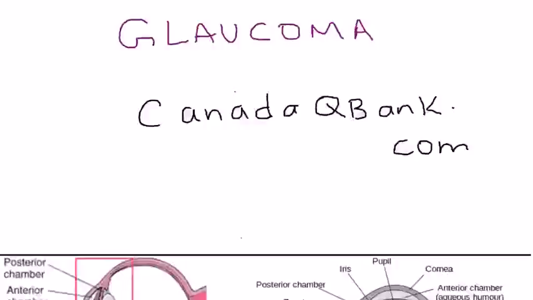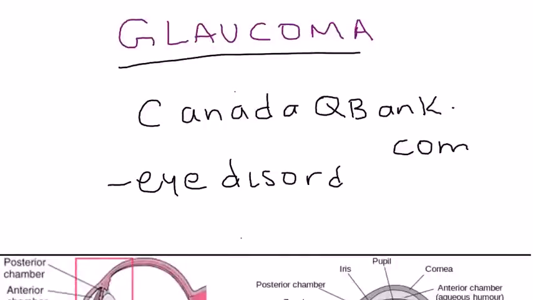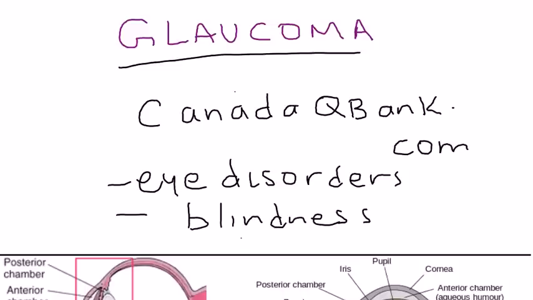We're going to discuss glaucoma. Glaucoma is an eye disorder. It's basically one of the leading causes of blindness in the world. And it's really an issue of increased pressure in the eye. Just like how you would have increased blood pressure, you can have increased pressure in the eyeball as well, and that's known as intraocular pressure.